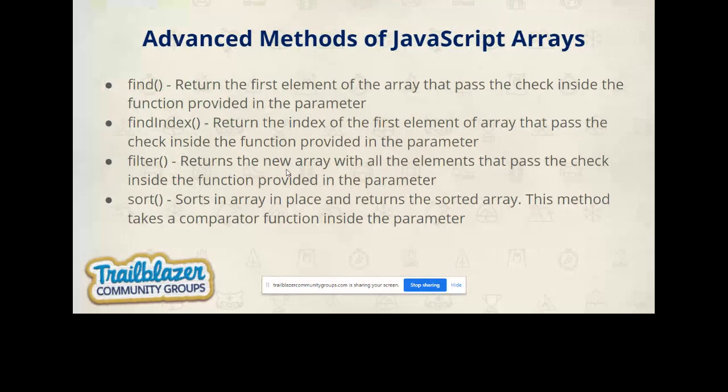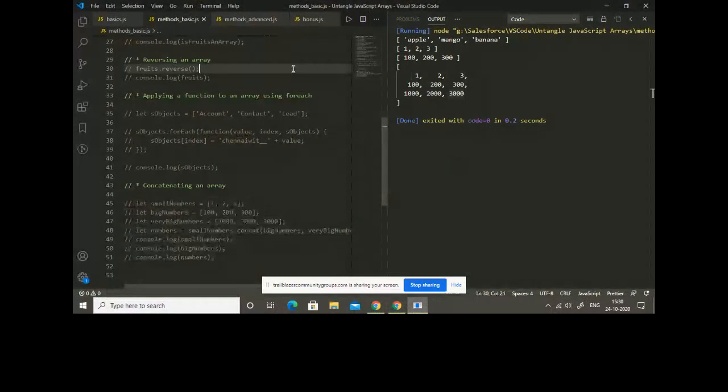And then we have a sort method as well, which will sort the array in place. Again, in place here means that you are updating the original array, right? And it will return you the sorted array. And this method takes a comparator function inside the parameter. So this is very interesting. We'll talk about what a comparator function is and how we can sort the array actually, right? And we'll talk about all these. So let's move ahead and let's see how these functions work.